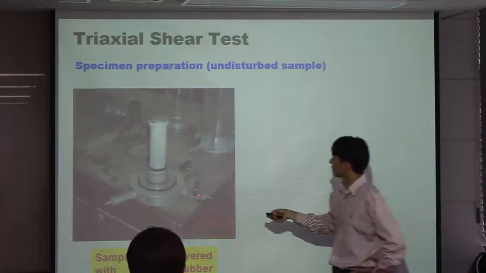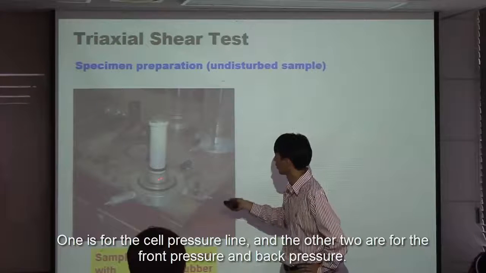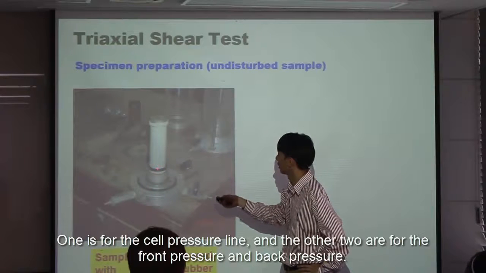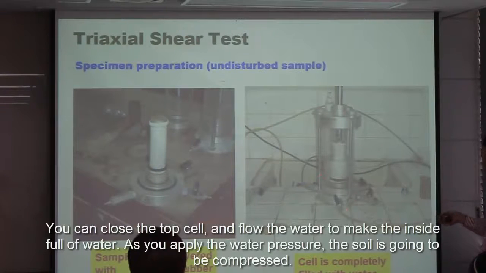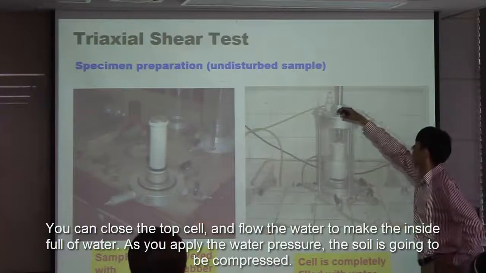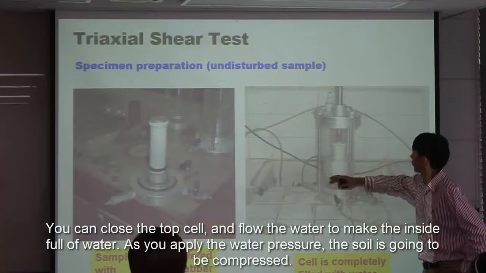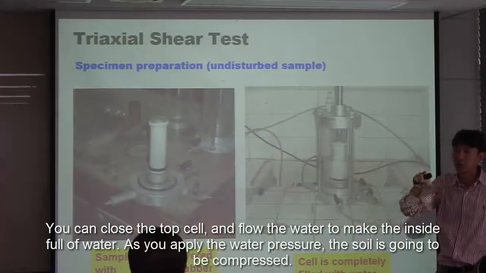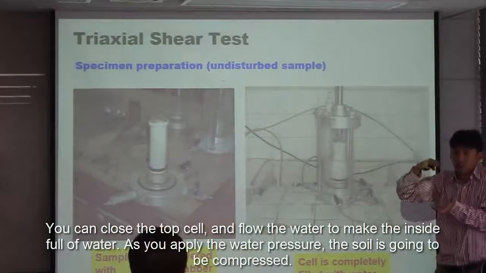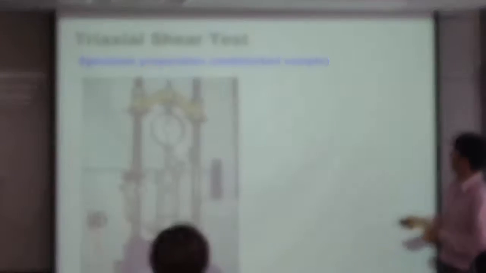There you can see there's a 3-port. One is for the cell pressure line, and the other 2 are for the flow pressure. Then when you assemble all of that, you can close the top cell and fill it with water to make it full inside, and as you apply the water pressure, you can confine the soil and make it consolidate. Sample preparation.